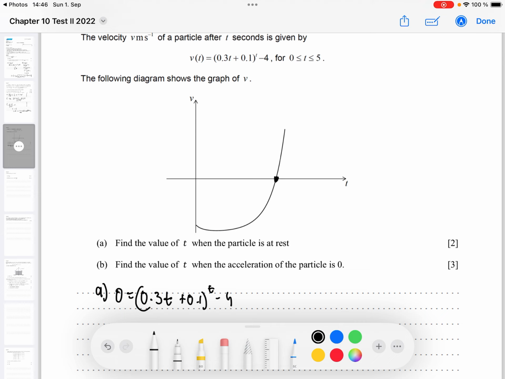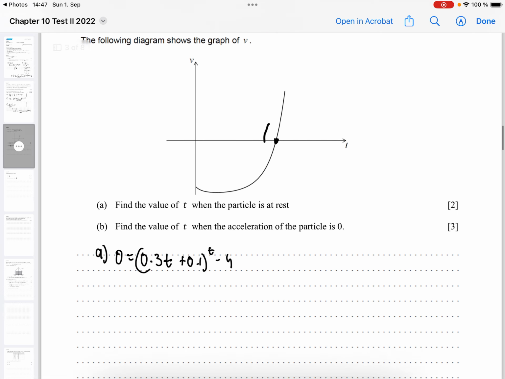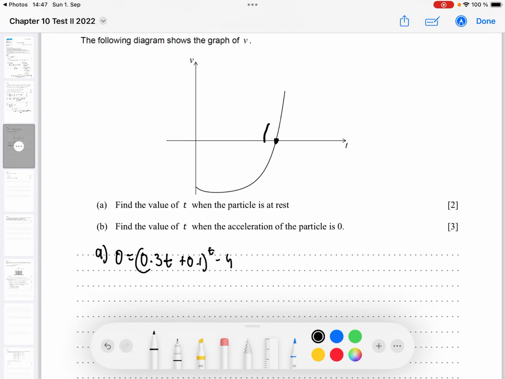So 0.3 plus 0.1, all to the t, minus 4. And the calculator will give us the answer of t equals 4.276 seconds. So t equals 4.3 seconds.